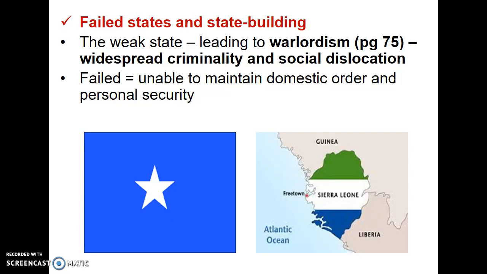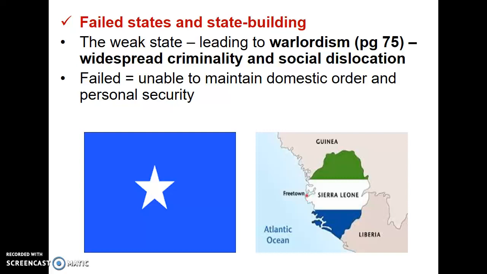Look at page 75 of Hayward. Warlordism is very much predominant in the African context. Consider the DRC, Burundi, Rwanda, the Central African Republic. Widespread criminality and social dislocation. Those were consequences of warlordism.